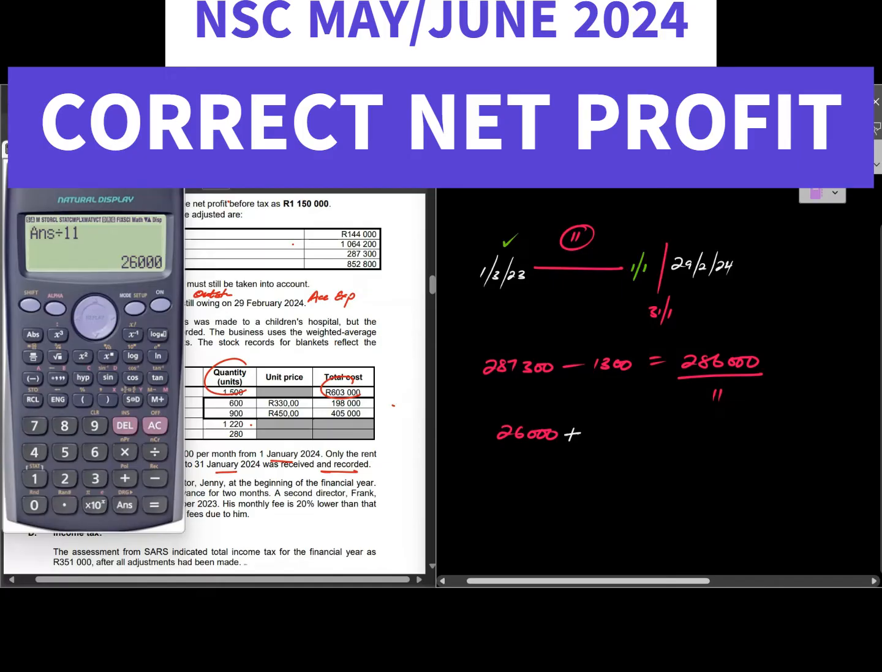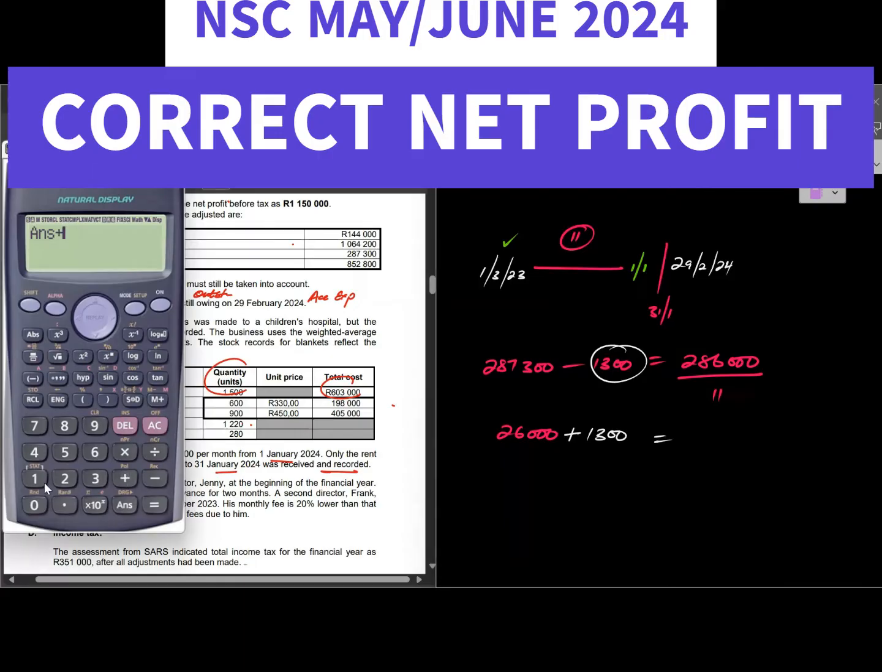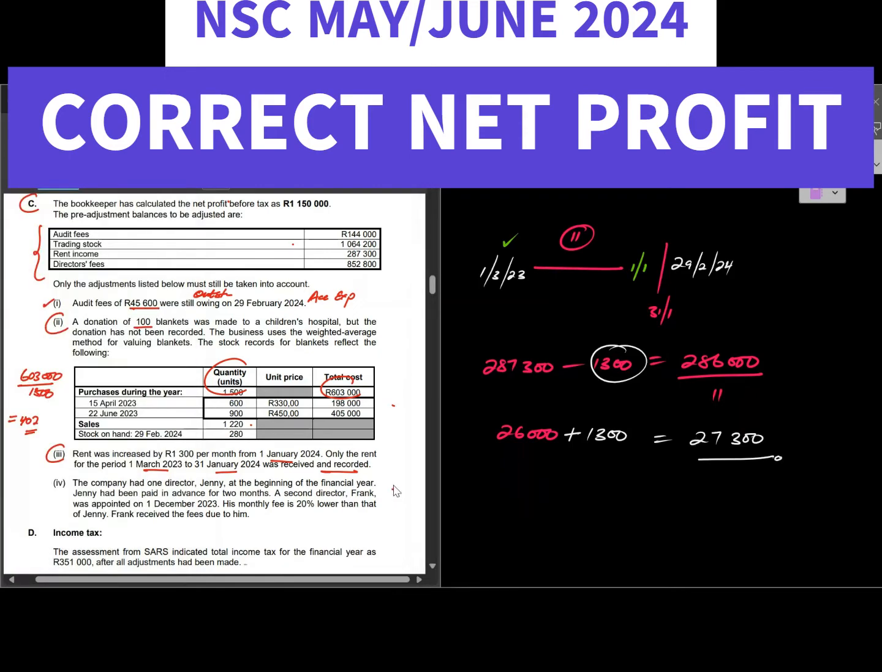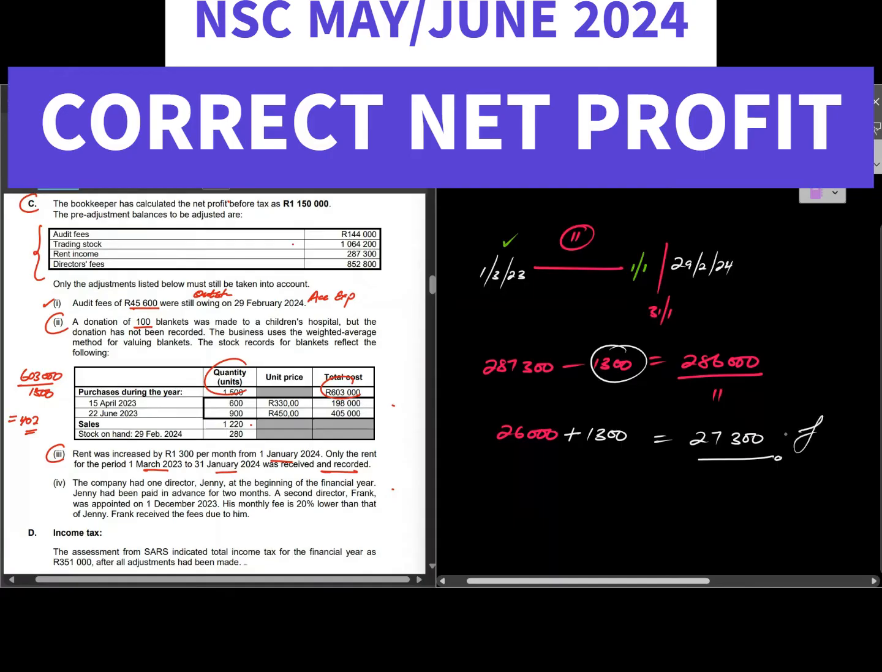Then I increase it. Remember, it increased by 1.3. So I add my 1.3: 26,000 plus the 1.3 will give me 27,300. This is the rent per month after increase. So this becomes the rent for the month of February, which has not yet been received.